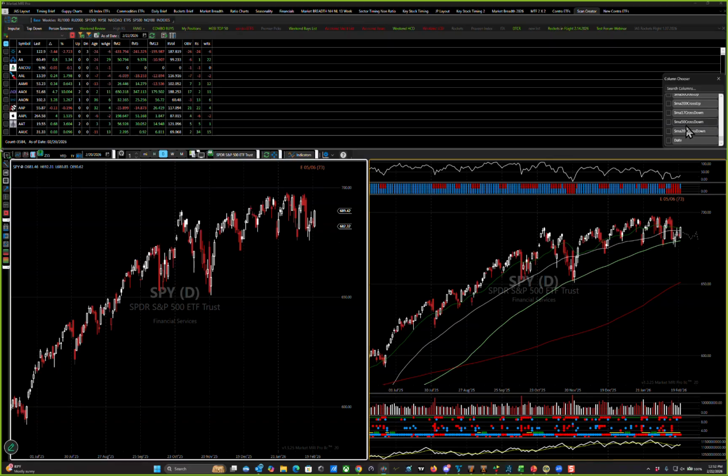All right, so this one here would be SMA 50 cross up, which means price just crossed up above the 50. So if I was looking for stocks at free parking, I might look at cross above the 50. I might look for stocks that are SMA 50 support, which means I'm within 2% of the 50-day moving average. Again, additional ways to filter.